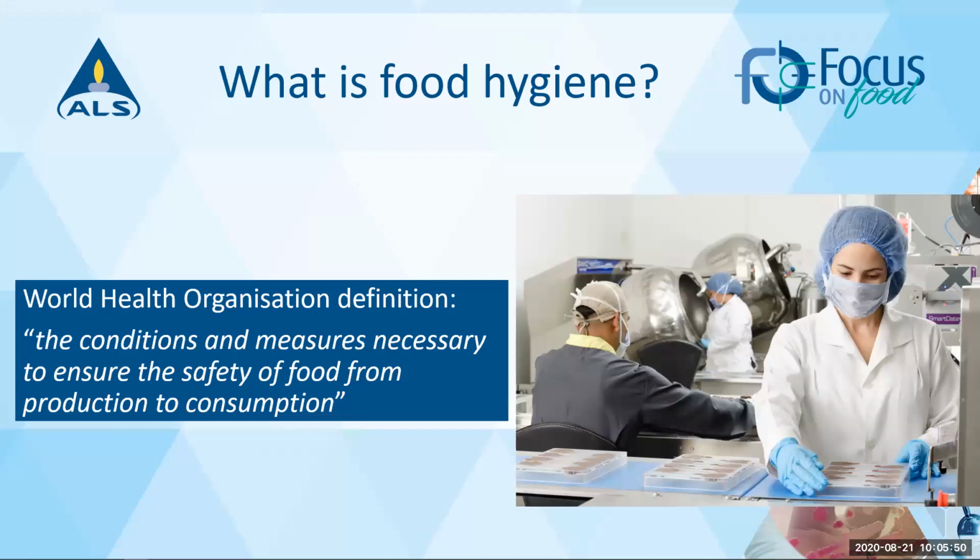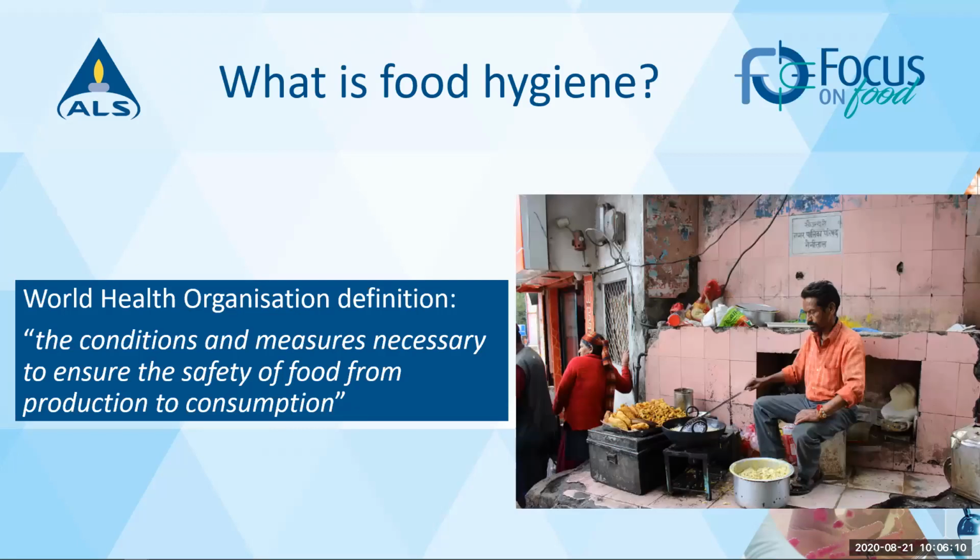The term food hygiene encompasses a range of behaviours that are designed to systematically reduce or eliminate the potential to make food unsafe. And it's defined by the World Health Organization as the conditions and measures necessary to ensure the safety of food from production to consumption. In other words, food hygiene is important across the whole of the supply chain and with the final consumer who handles and cooks it.